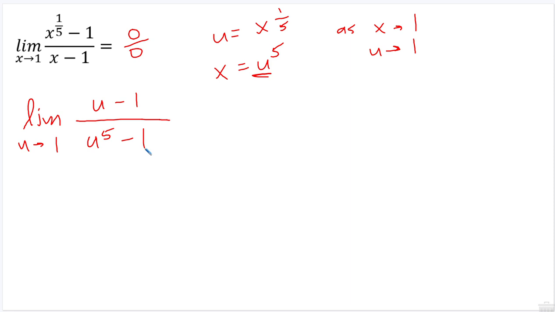But we know that positive 1 needs to work, right? We need to have a factor of u minus 1. So we can just put the 1 up in our box for synthetic division, and then we can list our coefficients going out to the right. We have 1 u to the 5th, 0 u to the 4th, 0 u to the 3rd, 0 u to the 2nd, 0 u, and a minus 1 at the end.